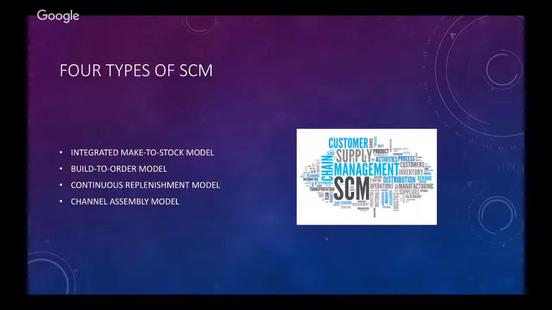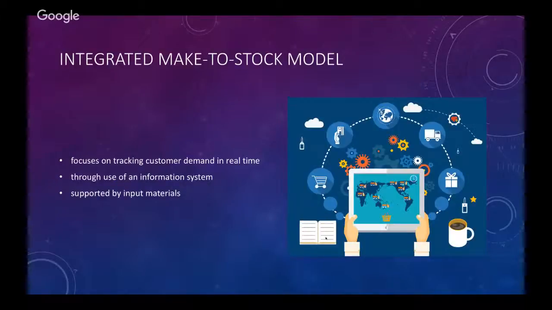The following four models are very common: integrated make-to-stock, build-to-order, continuous replenishment, and channel assembly. The first one I will talk about is the integrated make-to-stock model. The integrated make-to-stock model supply chain focuses on tracking consumers' demand in real time, so that the production process can restock the finished goods inventory efficiently.